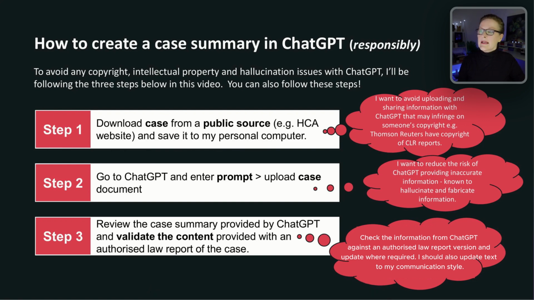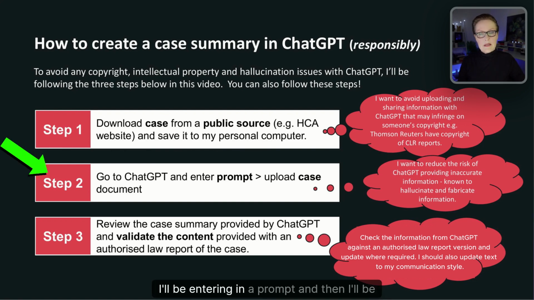So step one, I've accessed a case that is available to the public and I've saved that to my desktop. In step two, I'll be entering in a prompt and then I'll be uploading the case document that I downloaded from the HCA website, and I will be asking ChatGPT to only look at that information in the attached document and provide a case summary based only on that data. So I do not want it to be going out to the broader data sets and just collecting any information that it can find on the relevant case that I've uploaded.